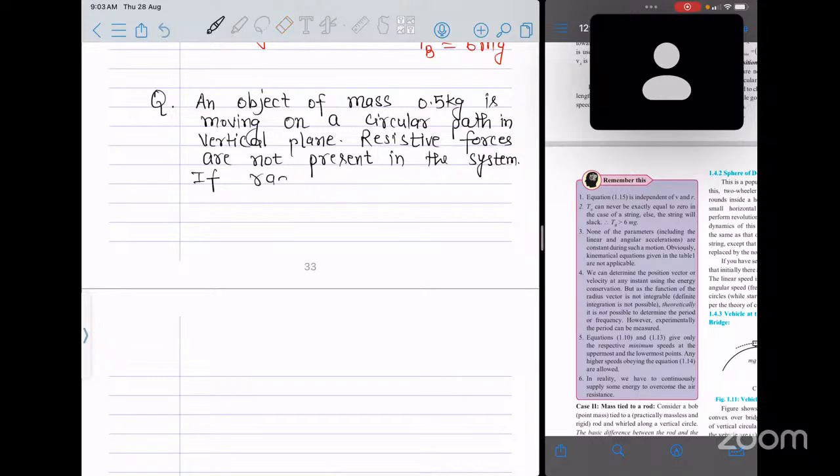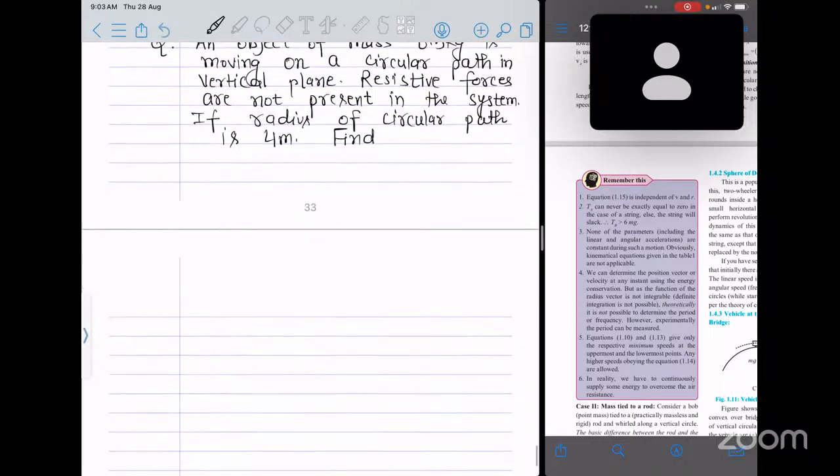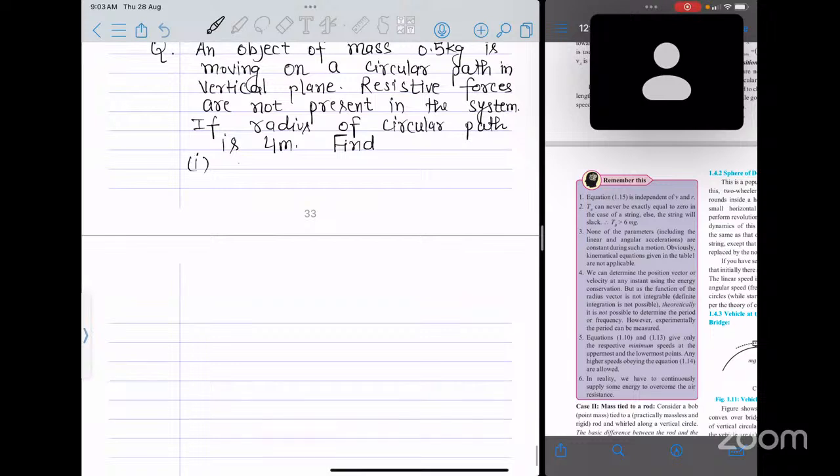Radius of circular path is 4 meter. Find, first part, minimum speed at the lowermost point for vertical circular motion.